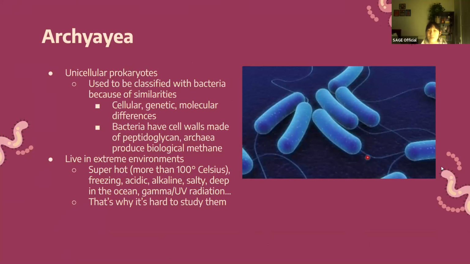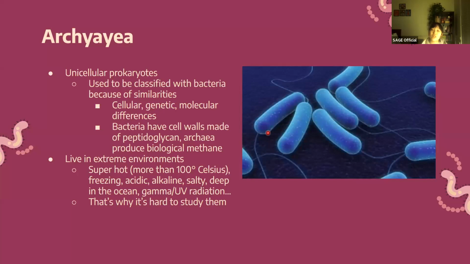So archaea are unicellular prokaryotes. That means they don't have organelles that do specific things for them, and they're only made up of one cell. Again, they used to be really confused with bacteria because they kind of look the same, as you can see from the right picture, but then they found different cellular, genetic, really small-level differences, and that's why they differentiated archaea and bacteria.